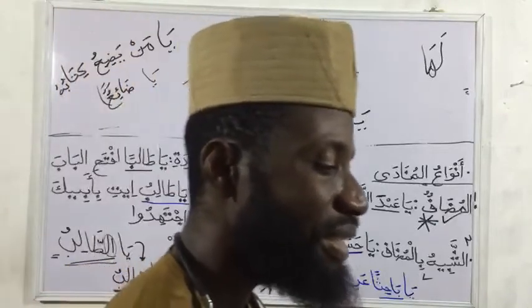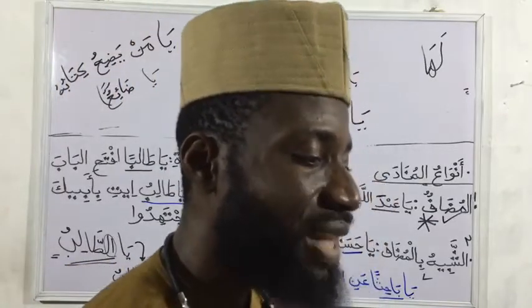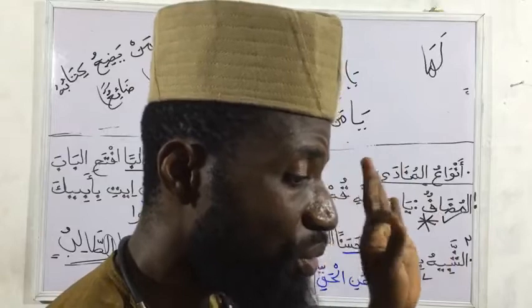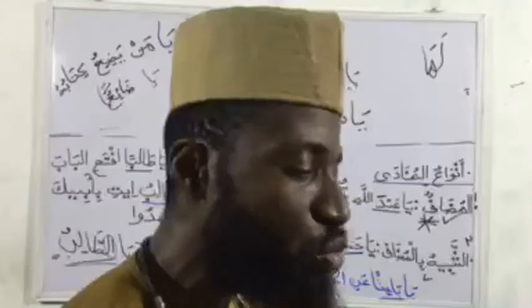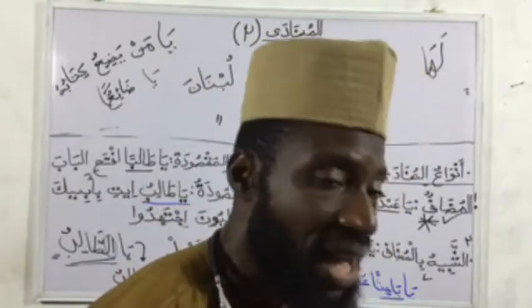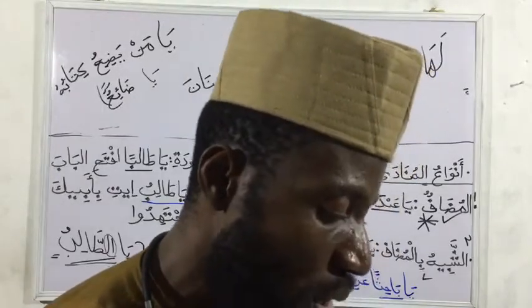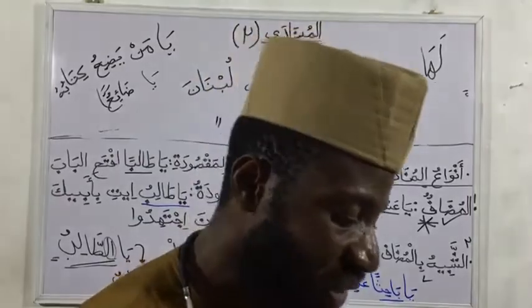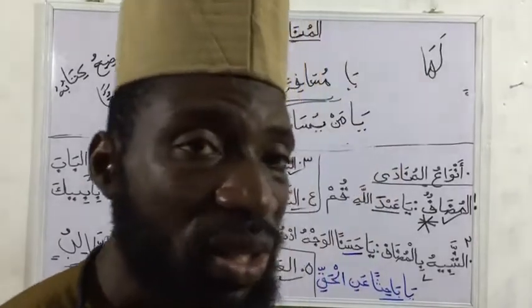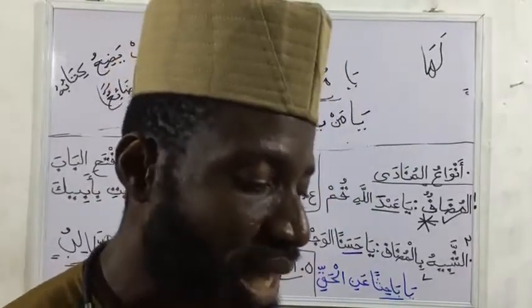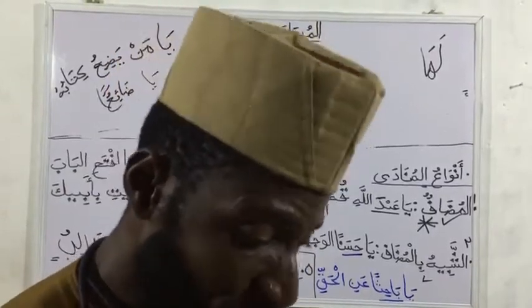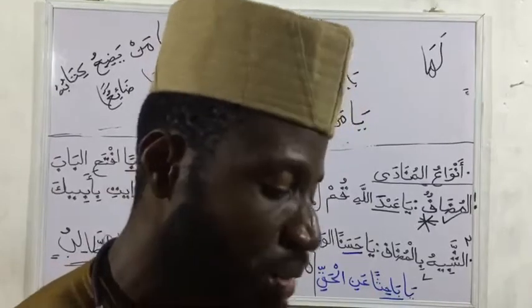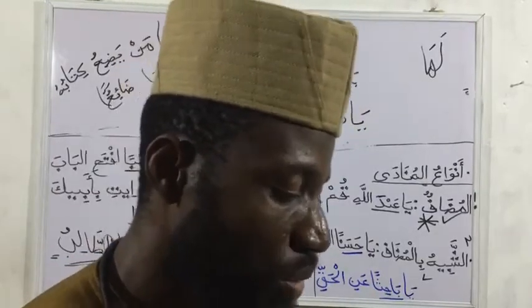So number 10, say ya rijalu. You can see one dhamma, and it is mabniyyun. Ya rijalu atqinu a'malakum. Oh you men, perfect your work. So the root is what? Ya ar-rijalu. Specific men, you are talking to them and you know them, you are specifying people there. That's why there's one dhamma there.